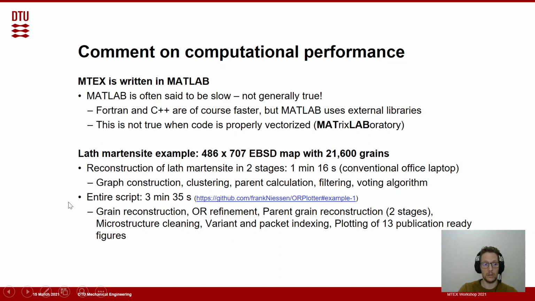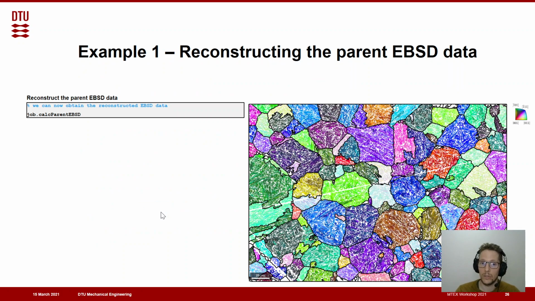And if we run the entire script, which goes from reconstructing the grains in the beginning all the way to variant analysis and plotting 13 publication-ready figures, as in the example of ORTools, this is actually 3.5 minutes. So I think all in all, this is a quite fast toolbox. So then we can also reconstruct the EBSD data. It can all be done with this small command, and then we can calculate the EBSD data based on the parent orientation from the grains and the EBSD data of the child.